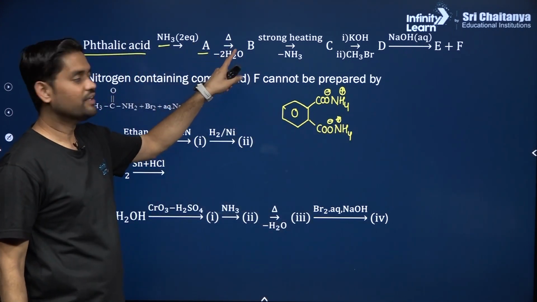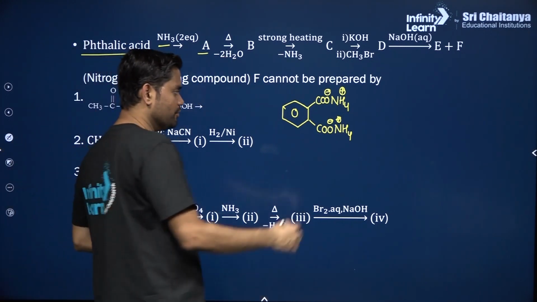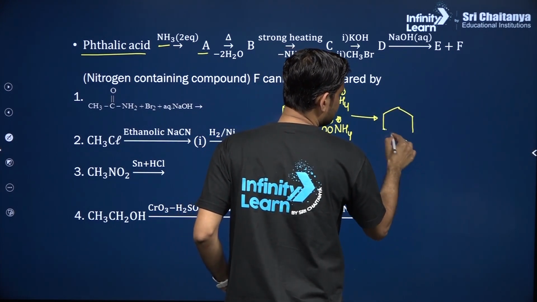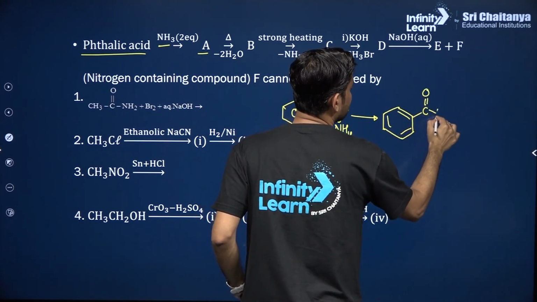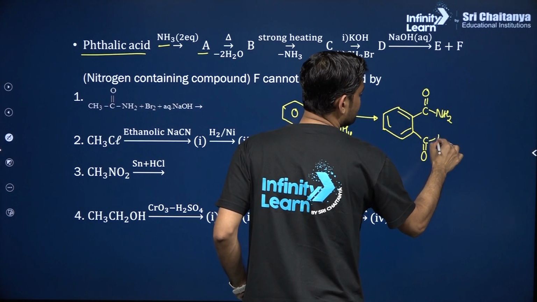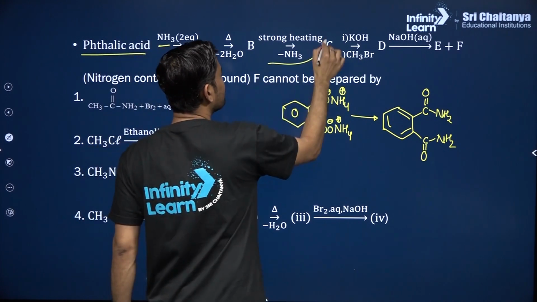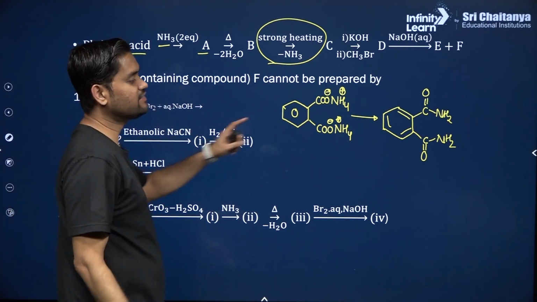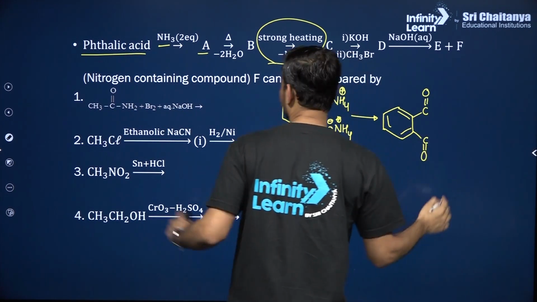Then it is heated and a water molecule is lost. So this will undergo dehydration. If you heat this, you will get CONH2, and again CONH2. Okay, clear? Then again they are strongly heating it. Strong heating will convert this product into phthalimide. Okay, so the compound will look something like this.